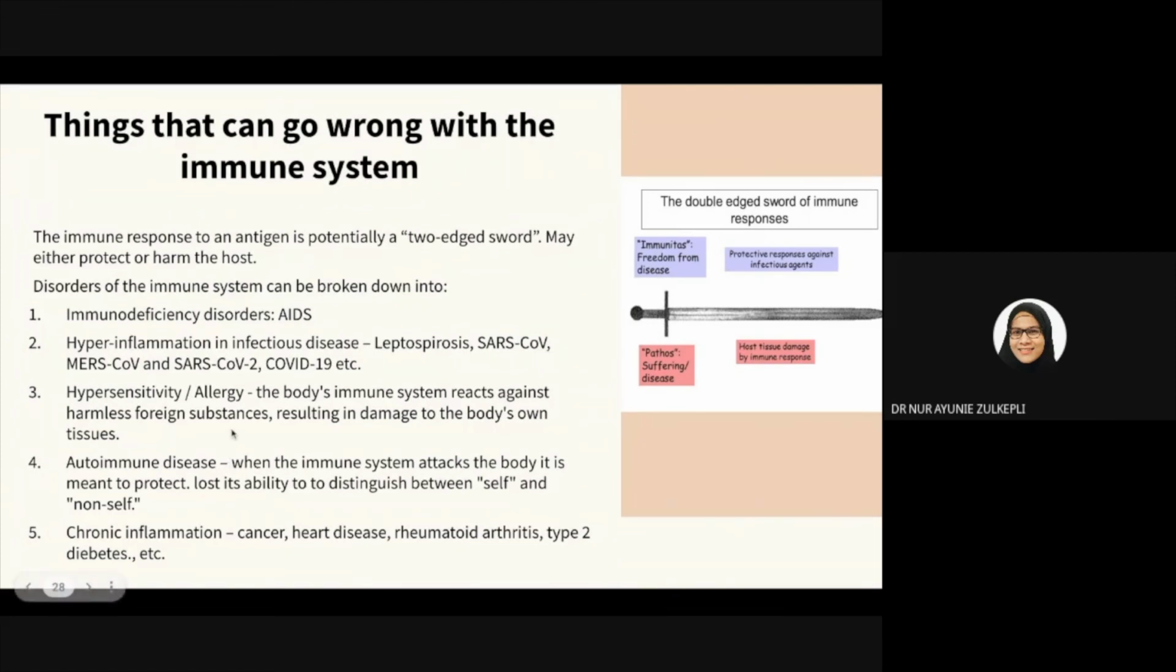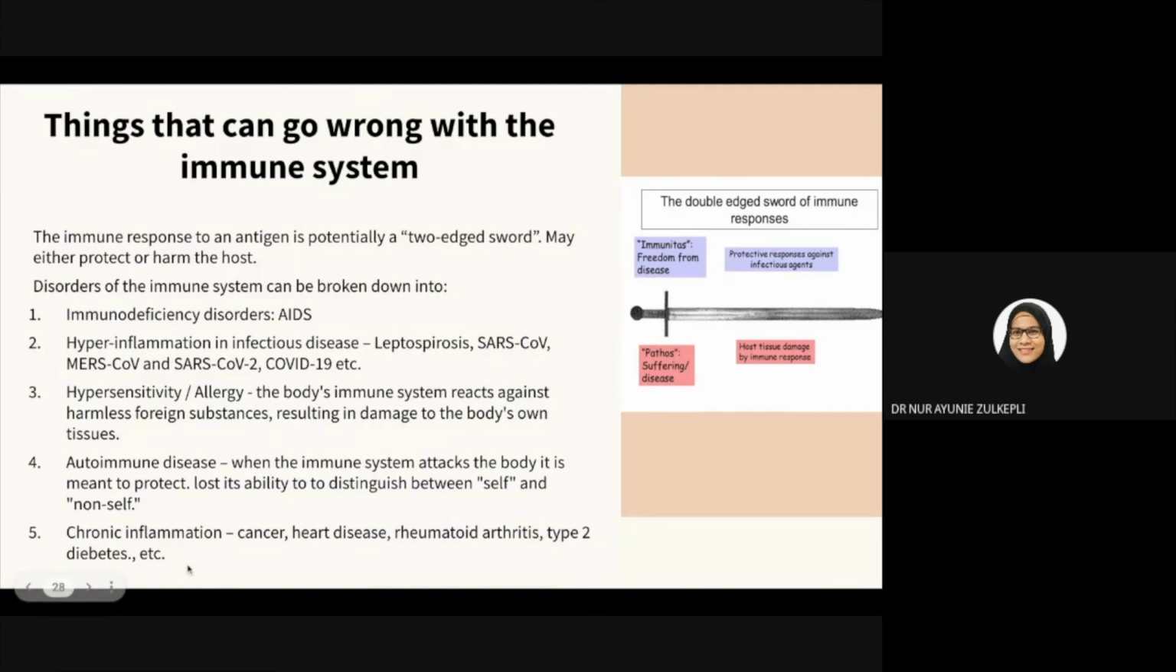Sometimes it happens, sometimes it doesn't, but usually it happens because when we fight some infections, sometimes we don't feel very well, right? That means our normal cells are sacrificing themselves to protect our body. Somehow we will feel very fatigued, very tired, or some people will develop a fever. And autoimmune disease is when the immune system attacks the body it is meant to protect, losing its ability to distinguish between self and non-self pathogens.